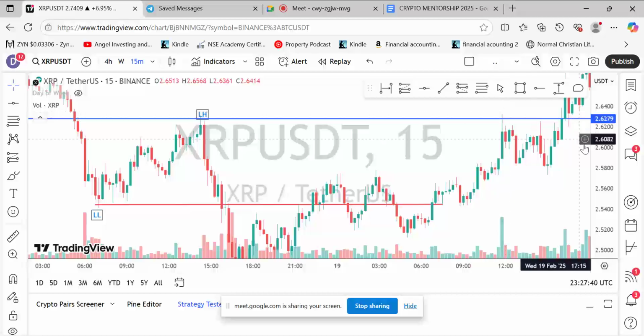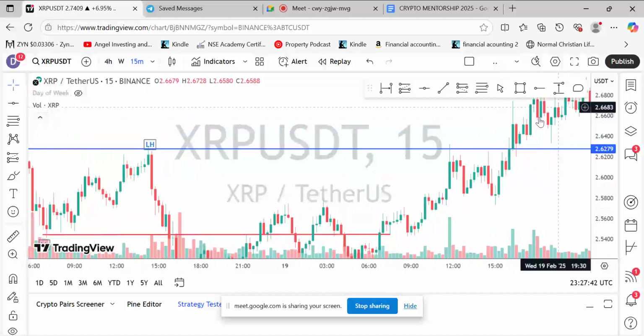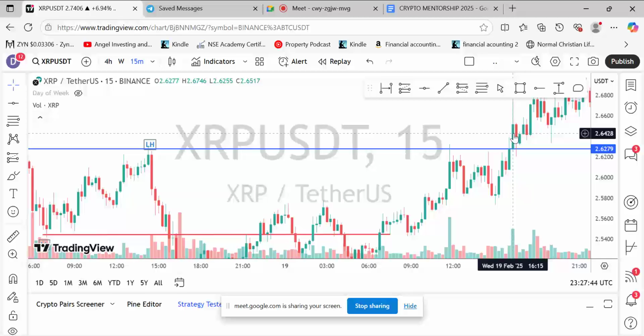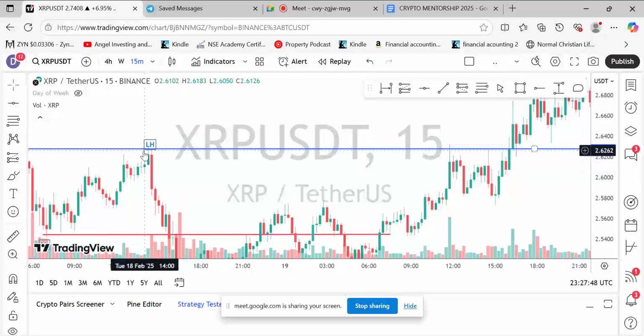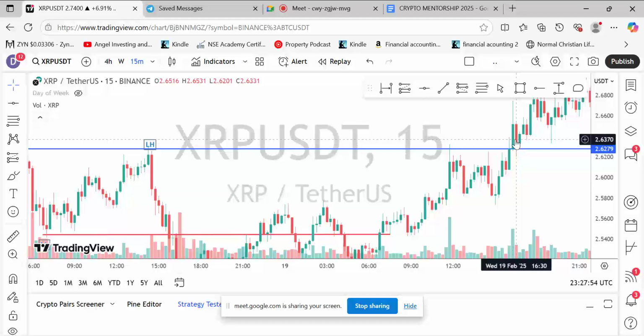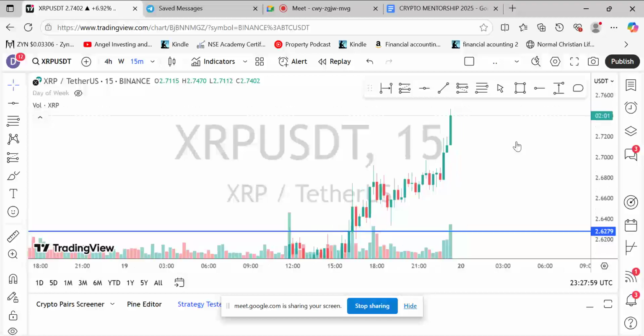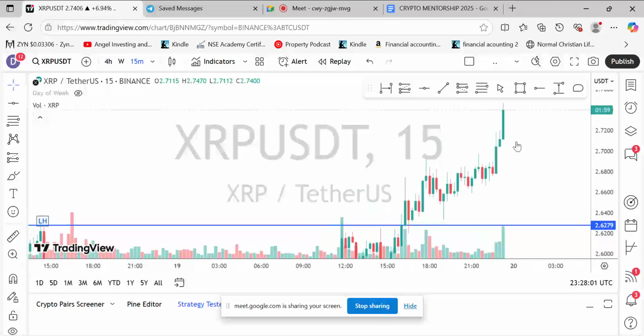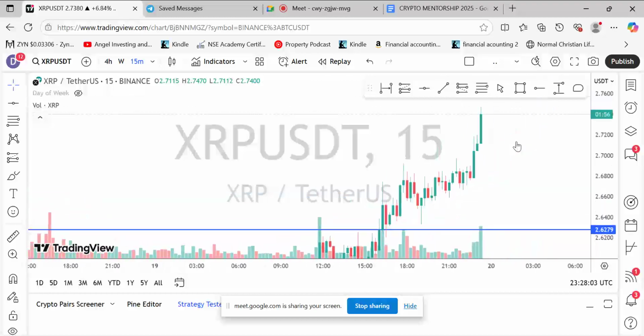Okay, but somewhere around here it broke. It even closed above it. Okay, so once it's closed above it, you can buy at this point from here. Okay, and you can see once you buy, you see what happens. It just goes up. So this is where we are now.